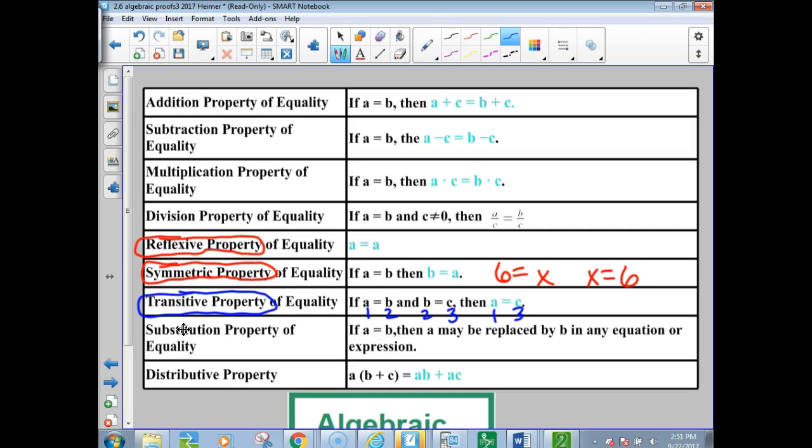The substitution property may be new for you. Substitution property is if A equals B, then you can replace A with B in any equation or expression. It's like making a trade. The distributive property you've used over and over again already, where you multiply it out through the parentheses. So we're going to be using those properties today to prove equations.